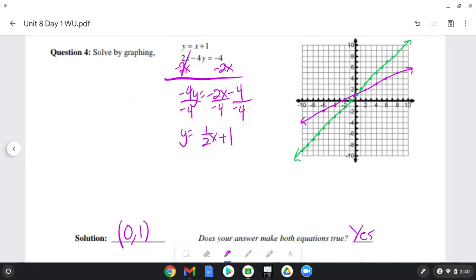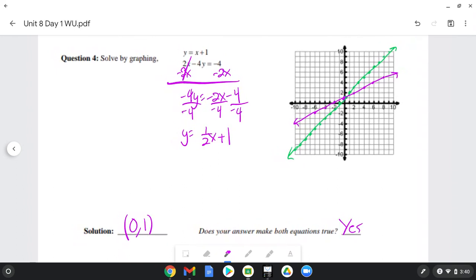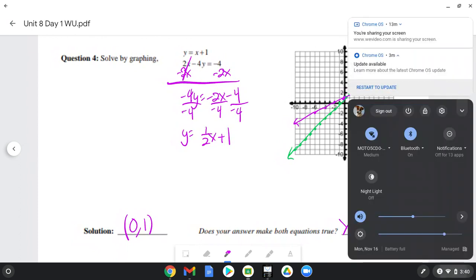So that's day one. That's finding the solution of these systems just by graphing them and finding out where they intersect. The next day will be slightly different. We're going to add something onto that.